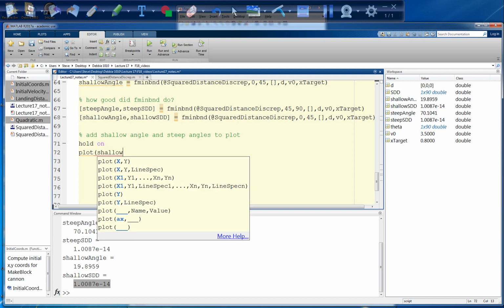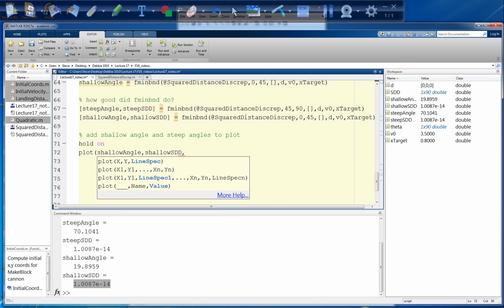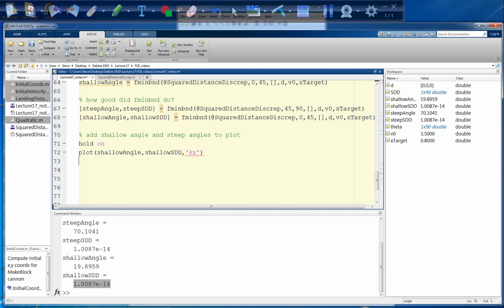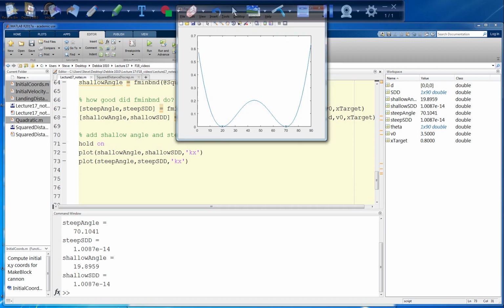So shallow angle, shallow SDD, and let's do black x's this time for something different. Okay, and then we can plot steep angle, steep SDD. We'll do black x's here too. Okay, so let's run this section, and there on our plot you can see we've added those x's.